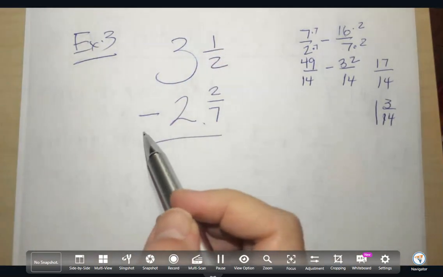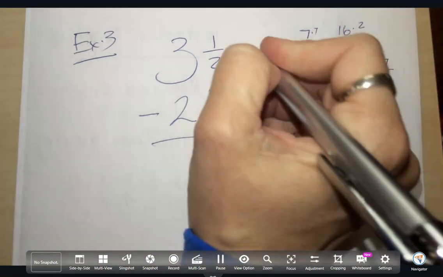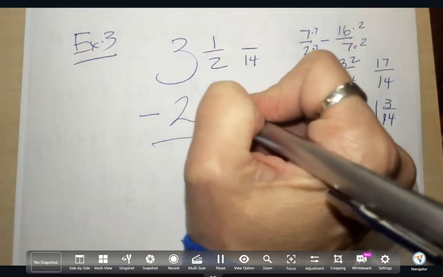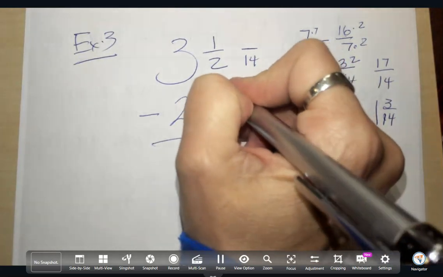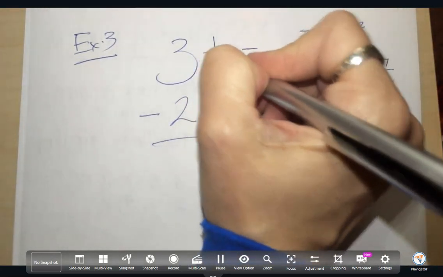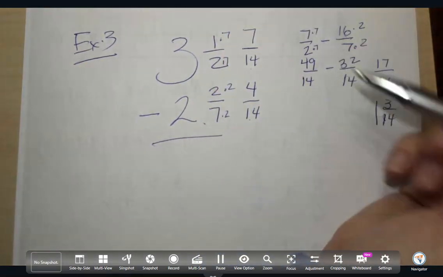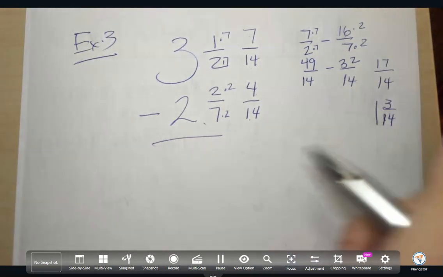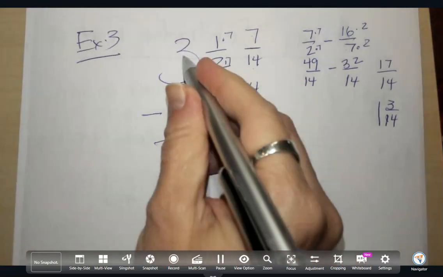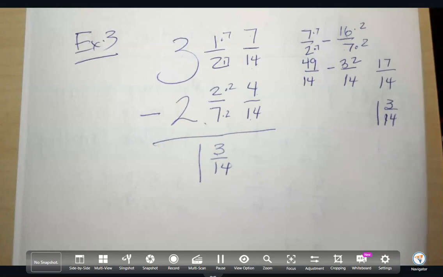I could also do it leaving it in mixed numbers. So the common denominator would be 14. 7 times 2 is 14, so 2 times 2 is 4. 2 times 7 is 14, so 1 times 7 is 7. Now, 7 minus 4 gives me 3/14. 3 minus 2 is 1. So there's the solution with mixed numbers.